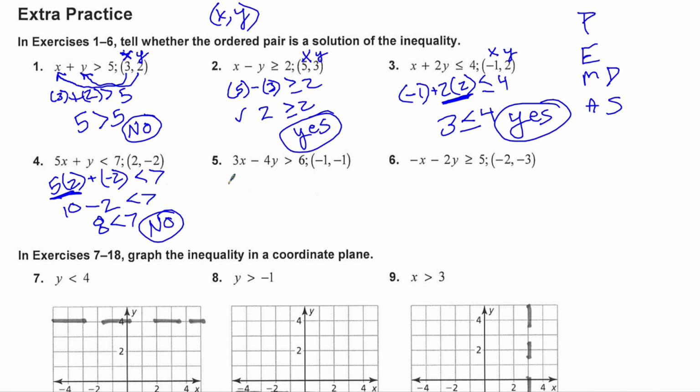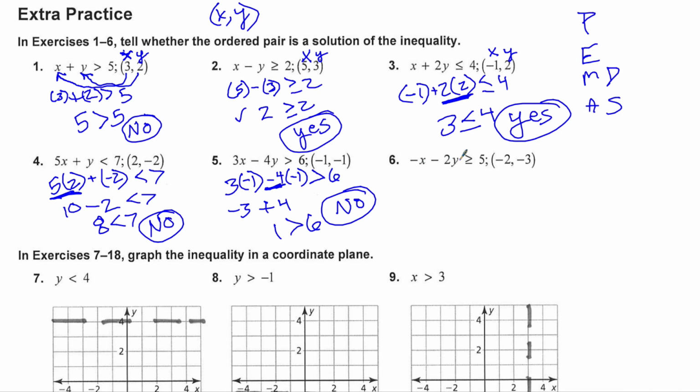Negative 1, we have 3 times negative 1 minus 4 times negative 1. All of that needs to be greater than 6. 3 times negative 1 is negative 3. 4 times negative 4, include that negative right there. So negative 4 times negative 1 is a positive 4. Negative 3 plus 4 is 1. Is 1 greater than 6? The answer is no, it is not. Therefore, it is not part of the solution set.